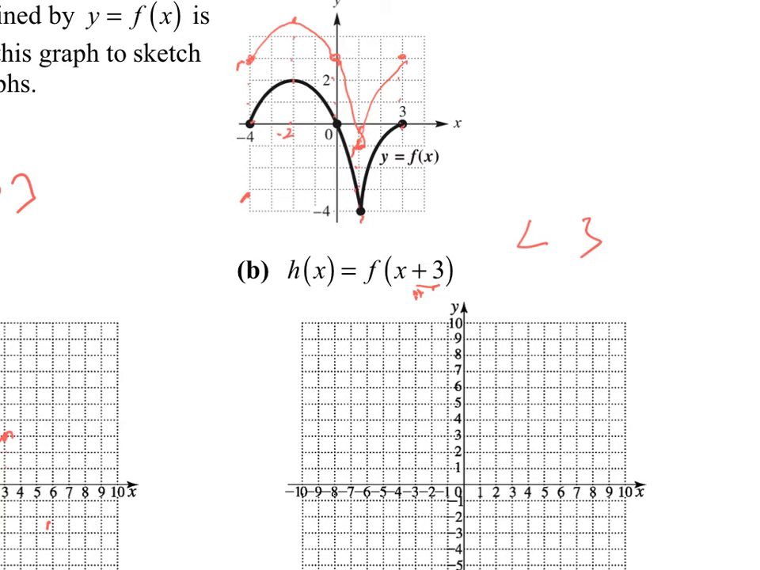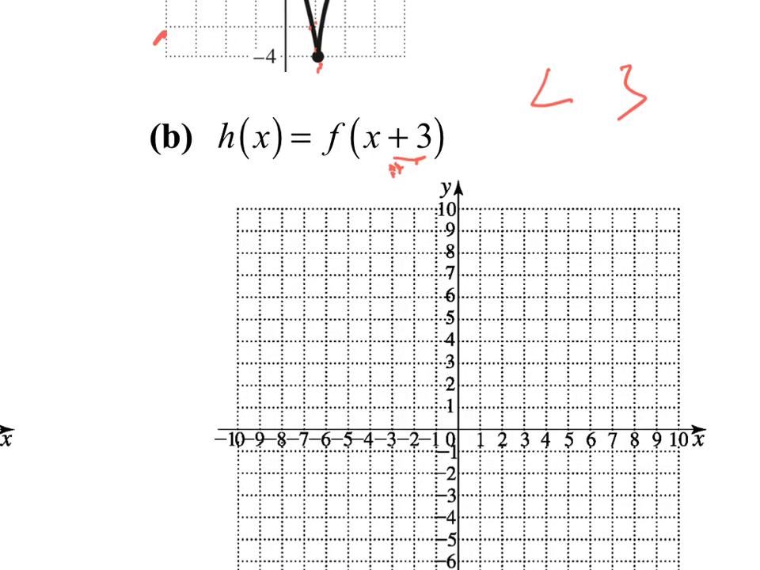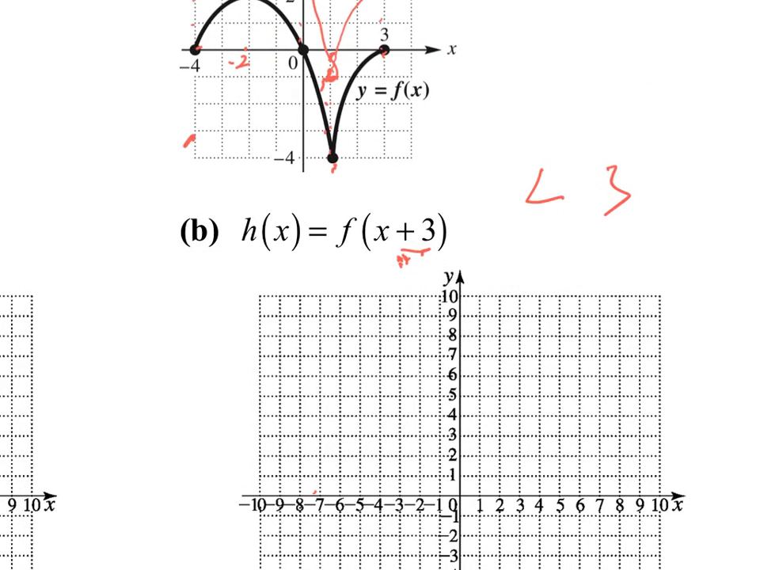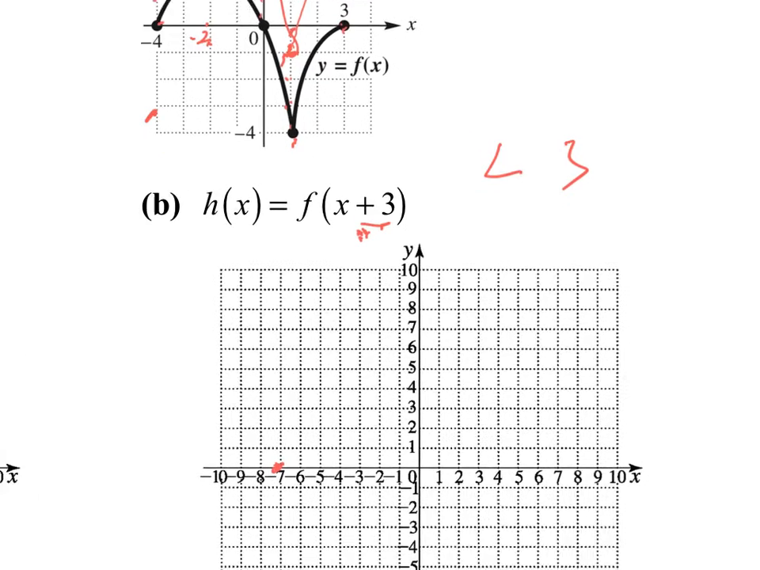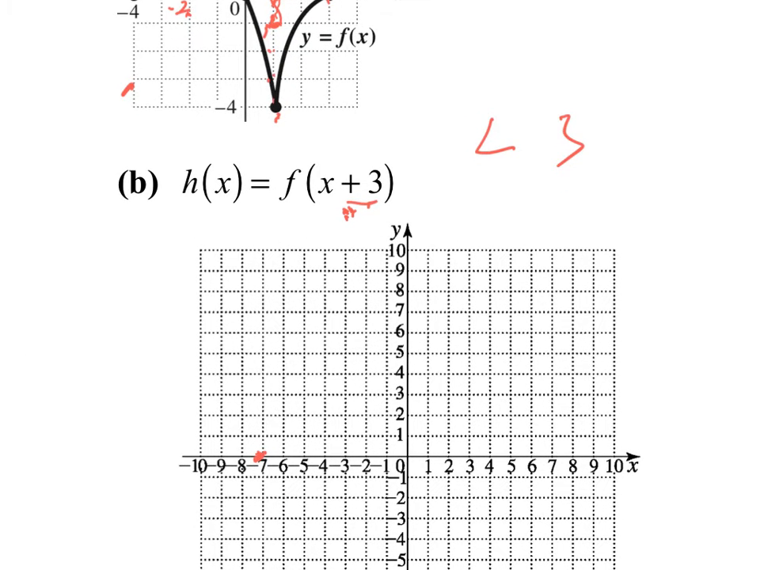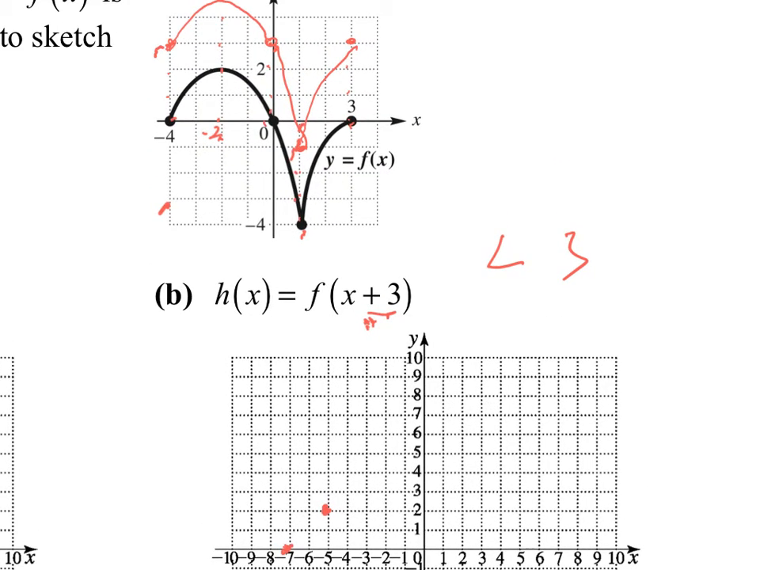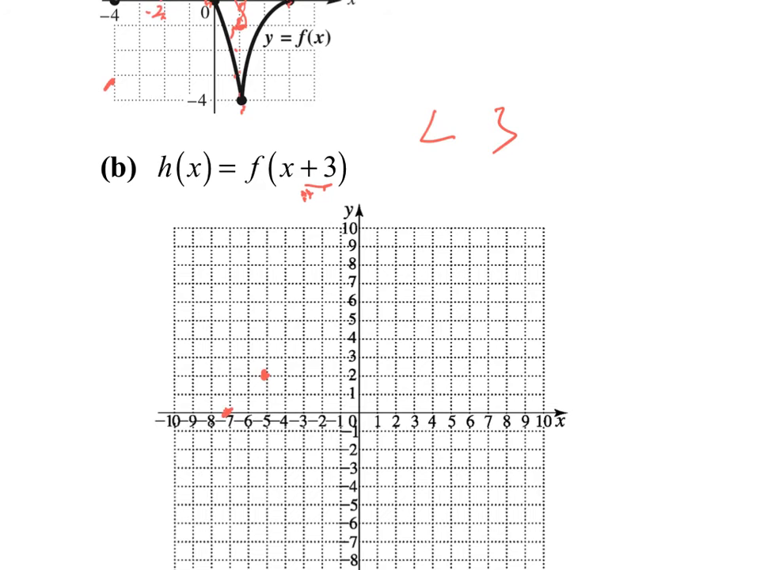So negative 4 take away 3 is a negative 7. And I'm still going to stay at 0. This x was a negative 2, take away 3, be a negative 5. And how high do I go? I still go to a 2. Negative 5, 2. This was 0, 0, so it becomes negative 3, 0.